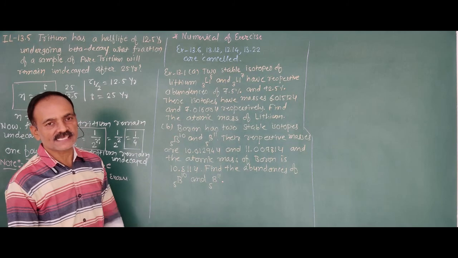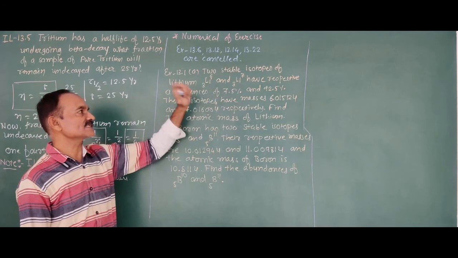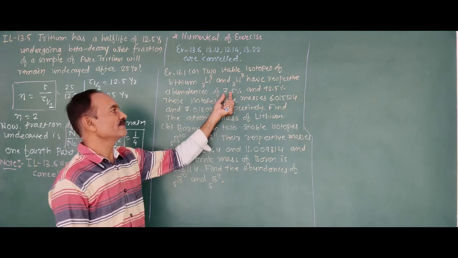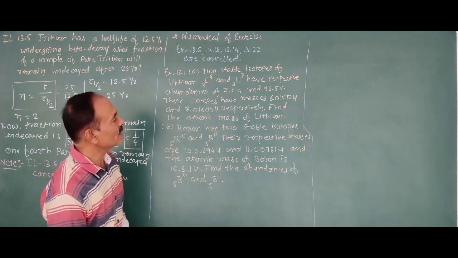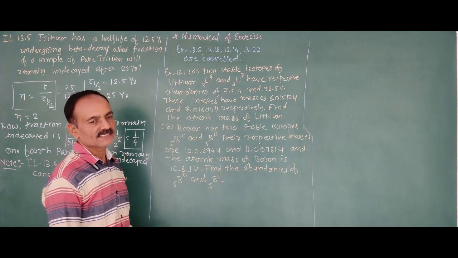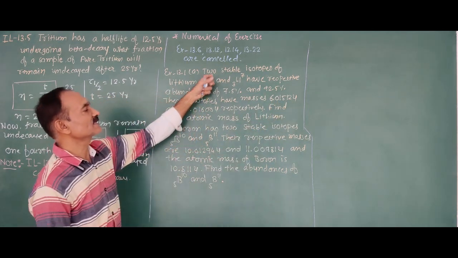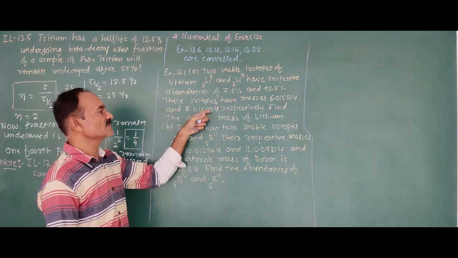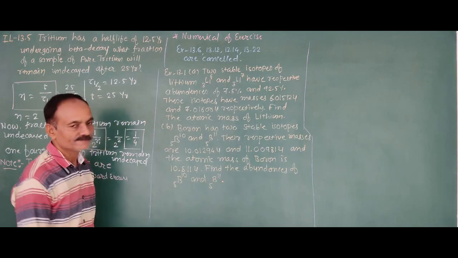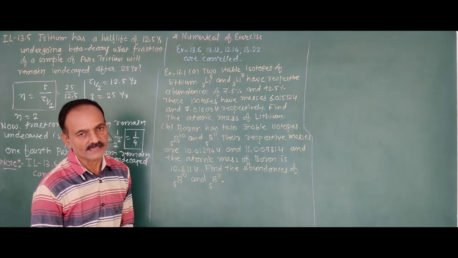So the first numerical of exercise 13.1: two stable isotopes of lithium, lithium-6 and lithium-7, have the respective abundances of 7.5% and 92.5%. These isotopes have masses 6.01512 atomic mass unit for lithium-6 and 7.01600 atomic mass unit for lithium-7 respectively. Find the atomic mass of lithium.